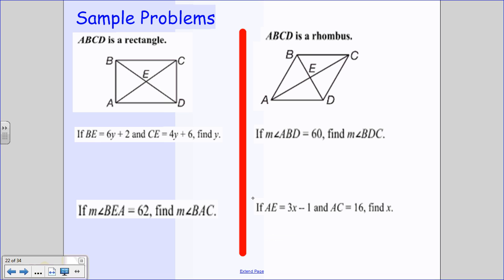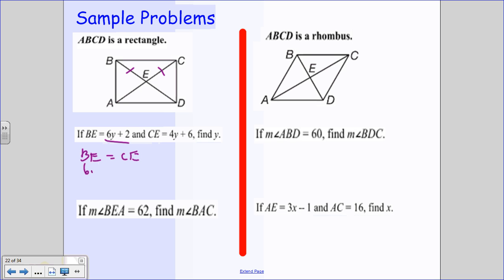So it's time to practice. It tells us that ABCD is a rectangle on the left hand side. If BE, which is this piece here, is 6y plus 2, and CE, which is this piece here, is 4y plus 6, find y. Well, again, the diagonals of a rectangle are congruent. And so that means that BE is equal to CE.